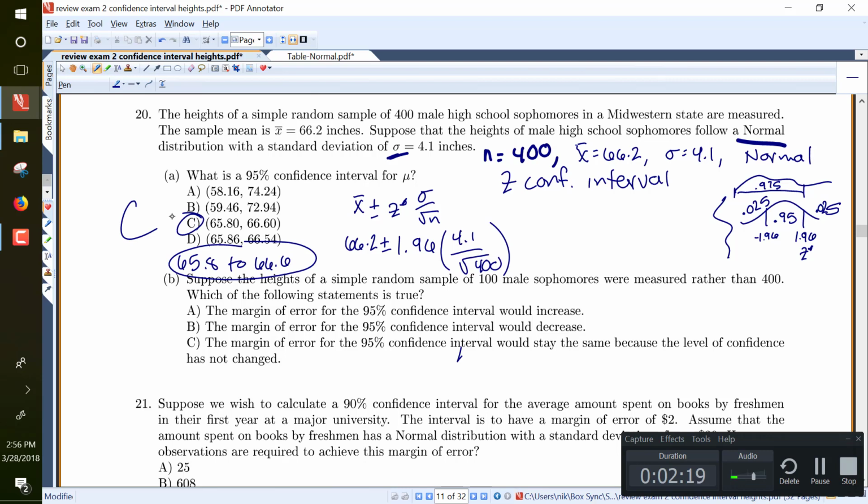So we'd be 95% confident that our true population mean height, so the average for all of the male high school sophomores, would be in between 65.8 and 66.6 inches.